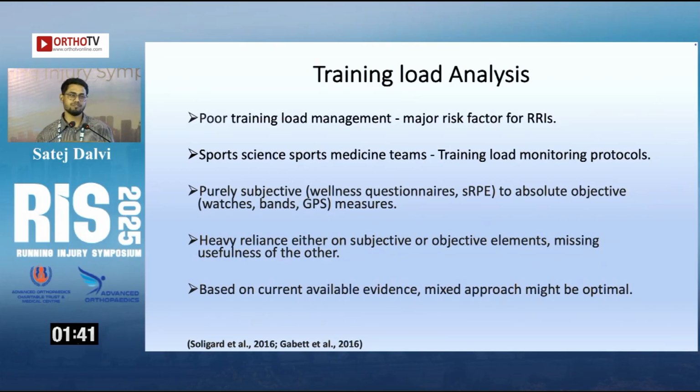We've just looked at how poor training load management is a major risk factor for running-related injuries, and sports science teams all around the world are trying to monitor athlete loads using multiple approaches. These approaches can be along the entire spectrum, from subjective to purely objective ones. So you could look at wellness questionnaires, or you could look at session RPEs.